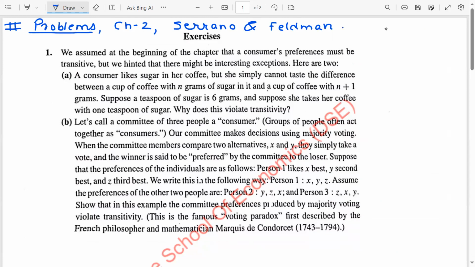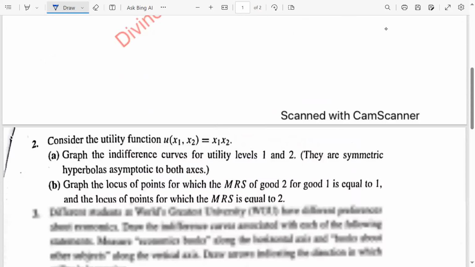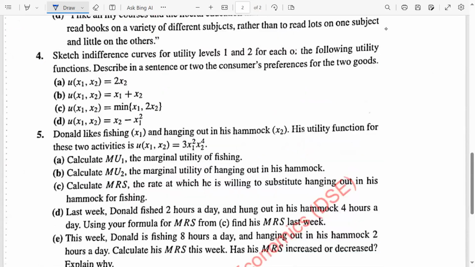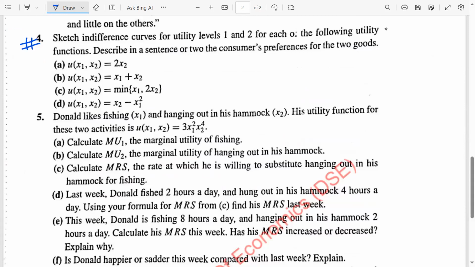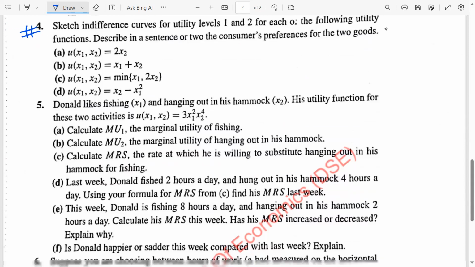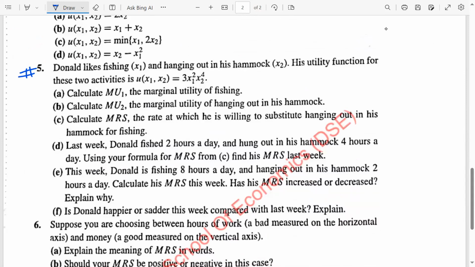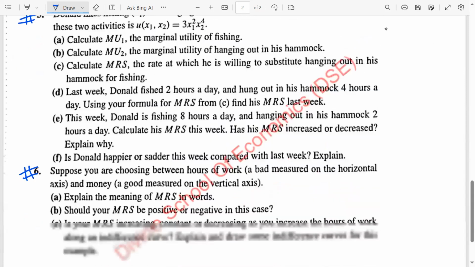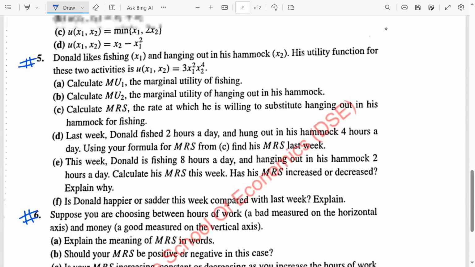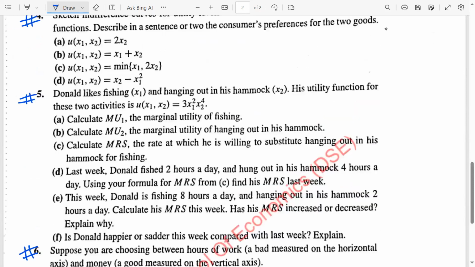Okay, so we look at the back problems. We have discussed in the previous lecture, starting from problem number 1, till problem number 4. This chapter 2 of Serrano and Feldman is based on concepts of consumer preferences and utility functions. In today's lecture, I'm going to wind up with the back problems for chapter 2 by looking at problem 5 as well as problem 6. These are the last two problems in chapter 2.